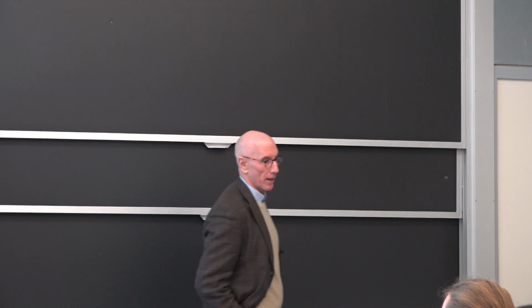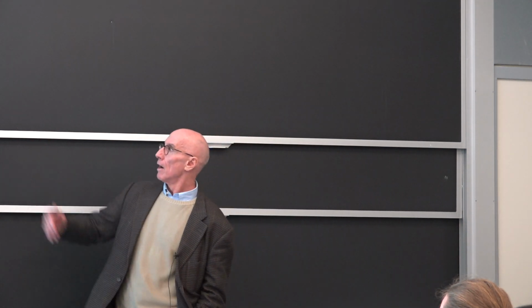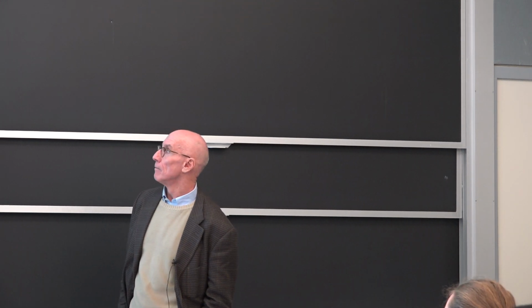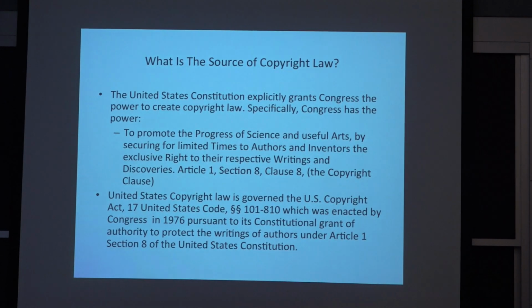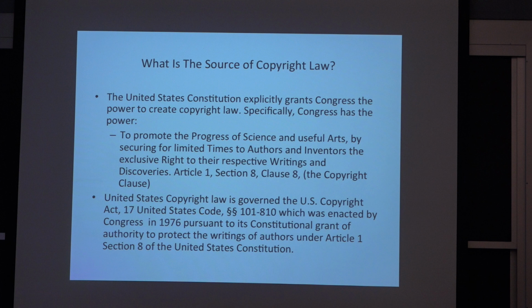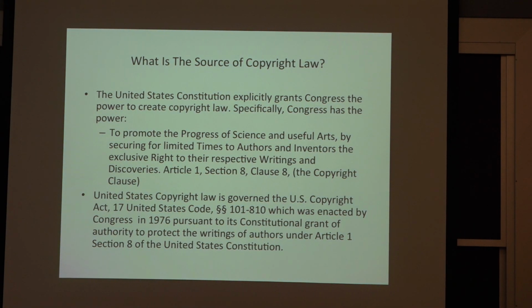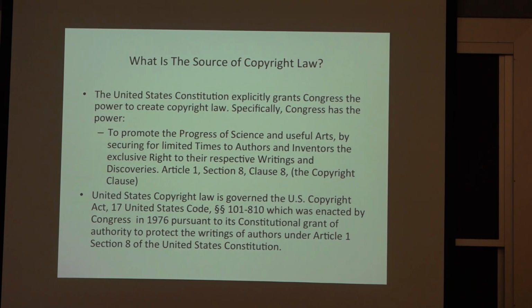That document that was adopted in 1778. Article 1, Section 8. Congress has the power to promote the progress of science and useful arts by securing for limited times to authors and inventors the exclusive right to their respective writings and discoveries. It doesn't get any more important than that. It's in the United States Constitution.